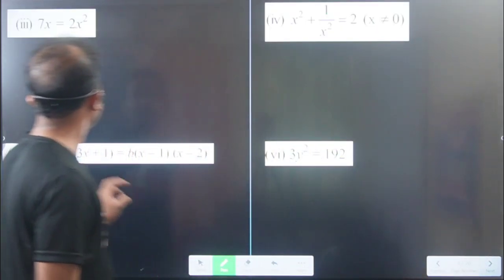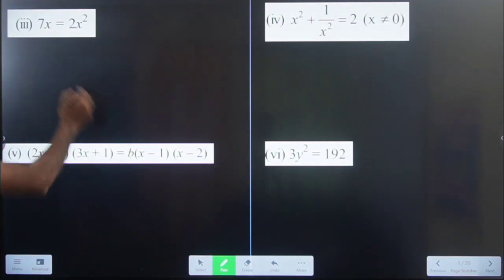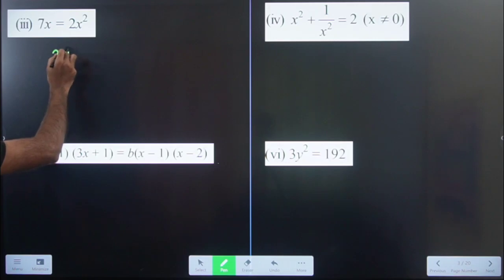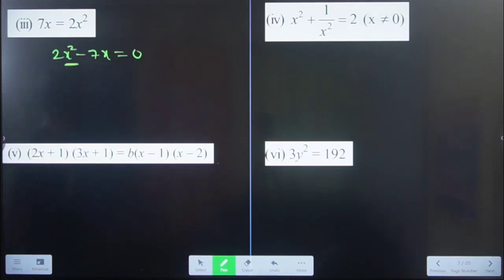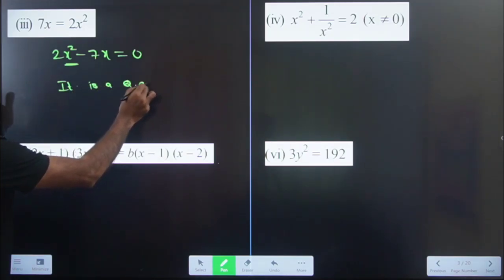And now here we have some questions. So 2x square minus 7x equal to 0. Can I say this is a quadratic equation? Yes or no? Then what is the highest power of variable we have here? This 7x, when you take it this side, it will become minus 7x. So this we can say the quadratic equation. Why? Because here the highest power of variable is 2. Therefore this is we called as quadratic equation. It is a quadratic equation.